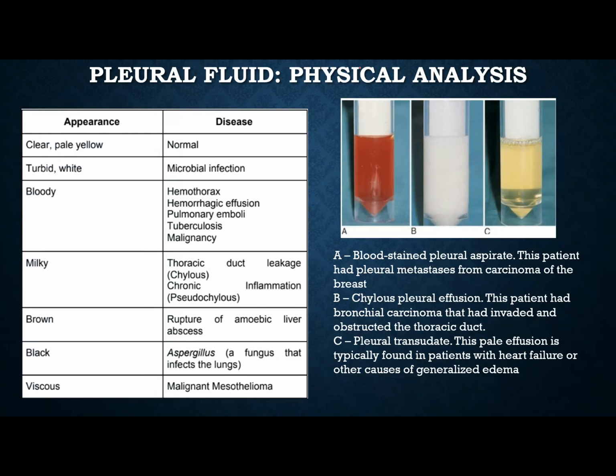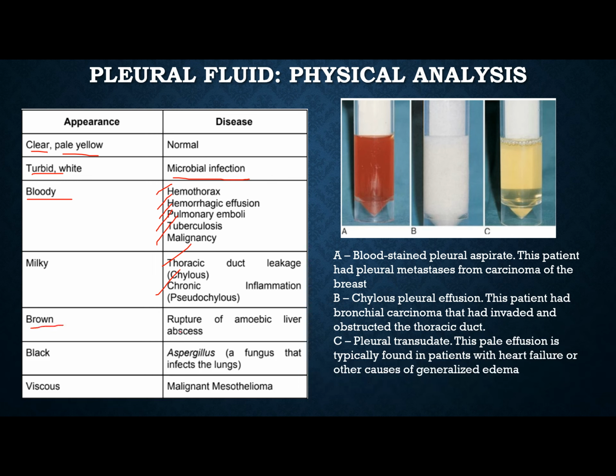Now, let's first tackle your pleural fluid. In the pleural fluid, we have your physical analysis. So, appearance class. Its normal appearance is clear, pale yellow. If your pleural fluid appears turbid or white class, there's a microbial infection. If it appears bloody, there could be a hemothorax, a hemorrhagic effusion, a pulmonary emboli, tuberculosis, or a malignancy. Then if it's milky class, it could be a thoracic duct leakage or chronic inflammation.